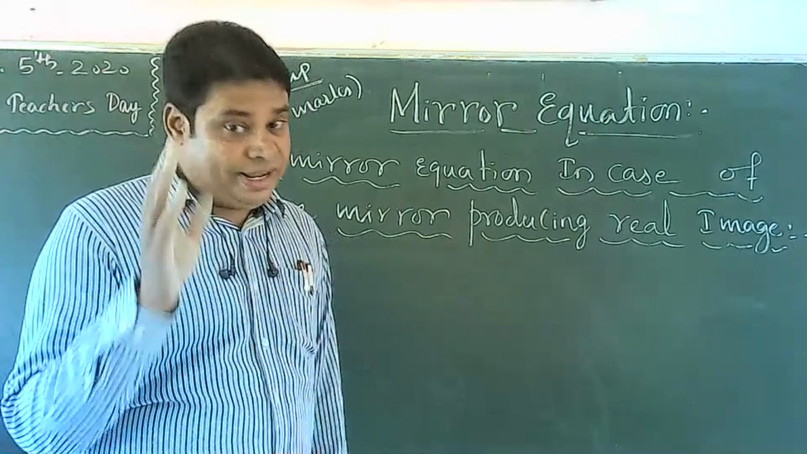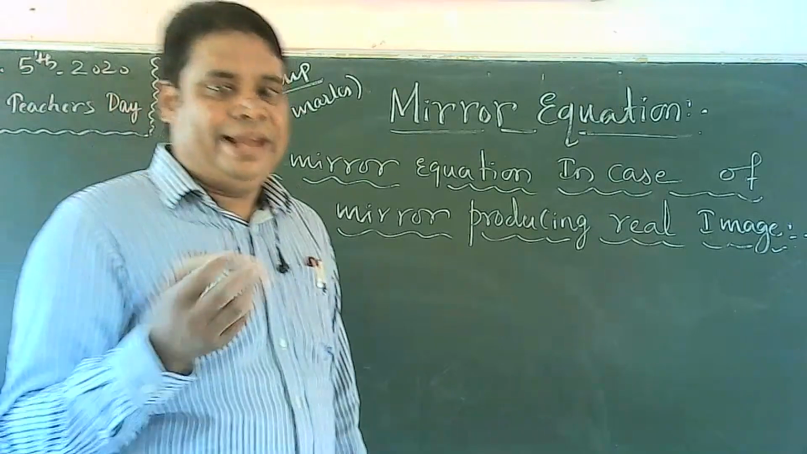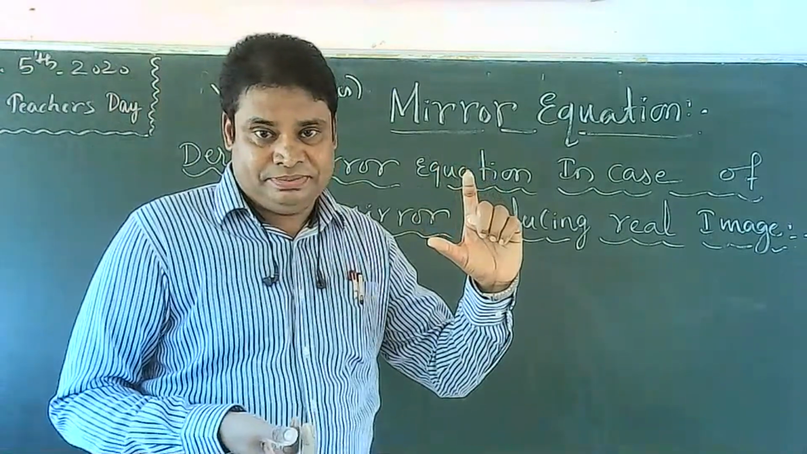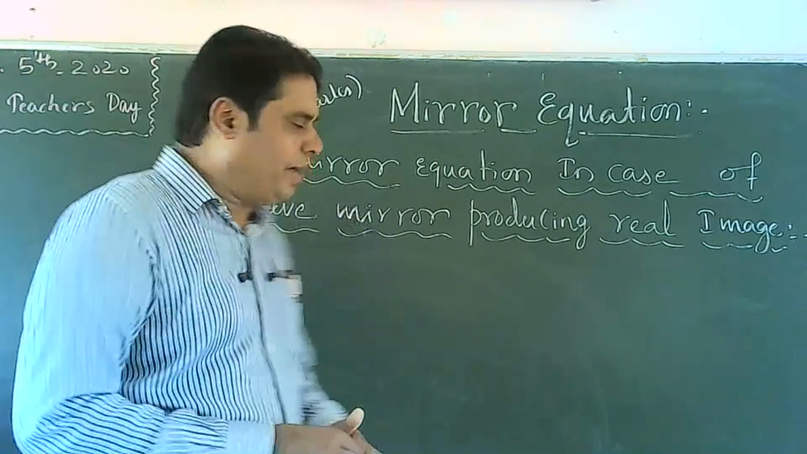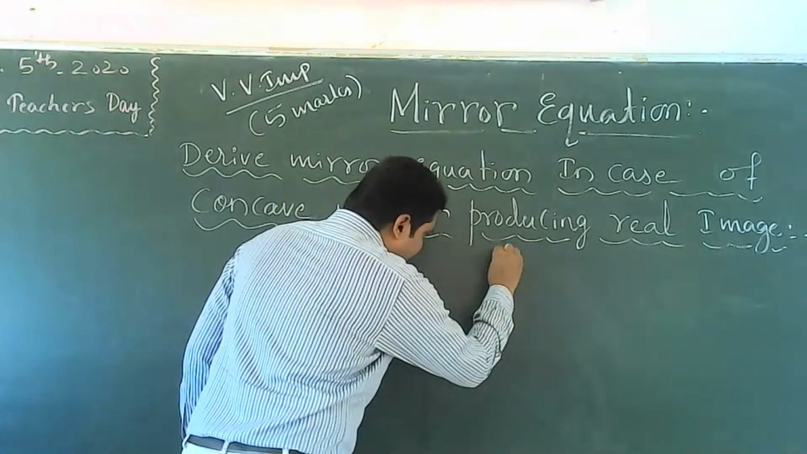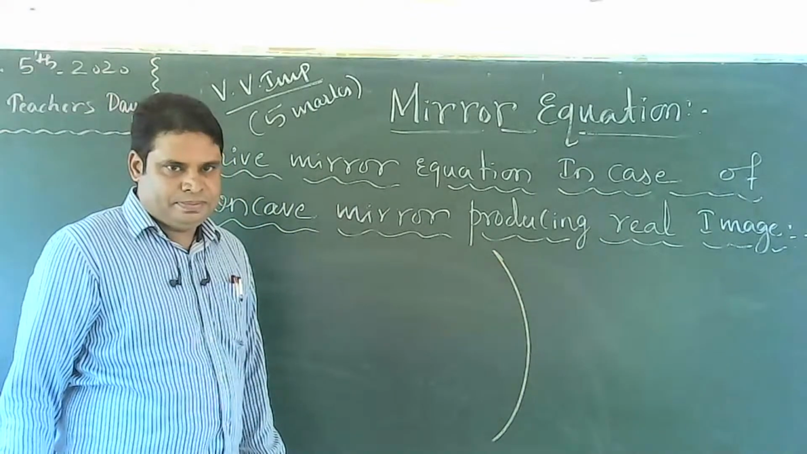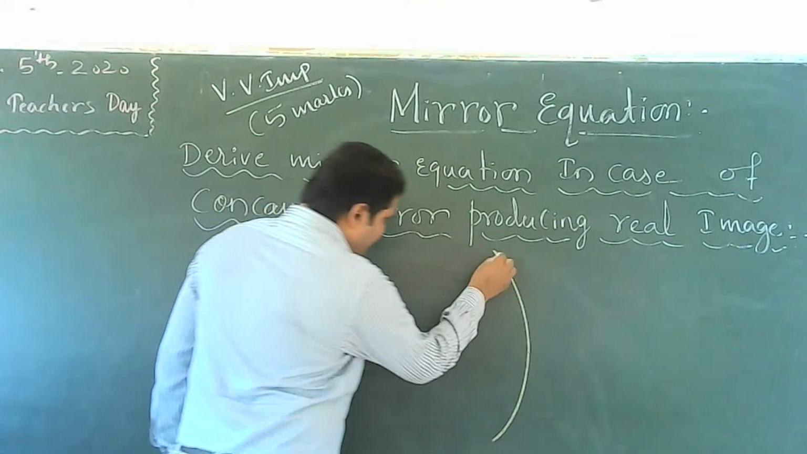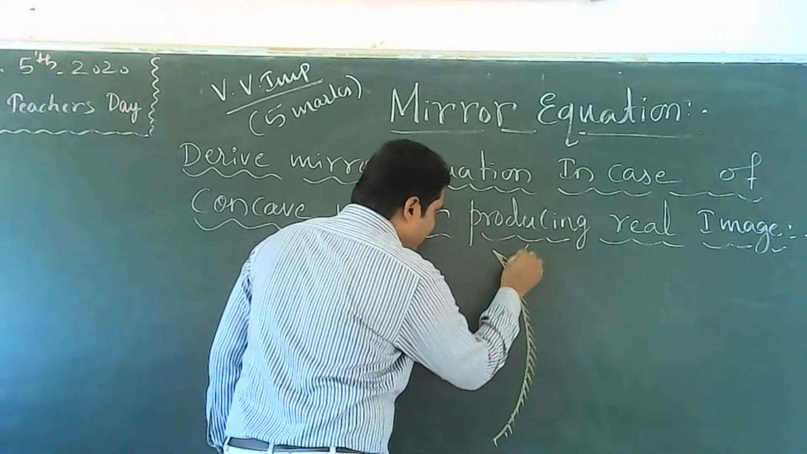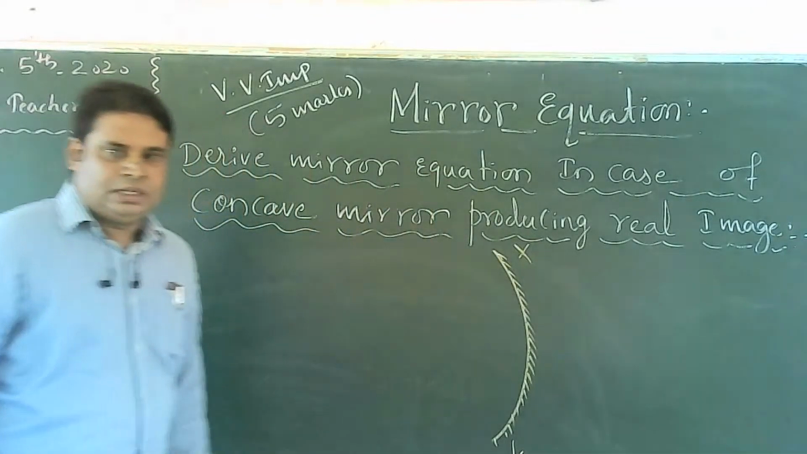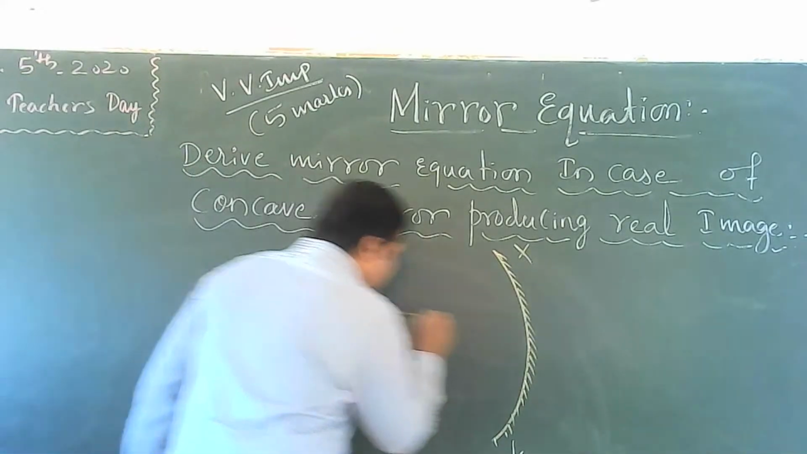Now if you know the rays to be considered while drawing an image, and the nature of object and image in case of a concave mirror, it's very easy to remember. Okay, here let me draw. Consider a concave mirror XY with principal axis.